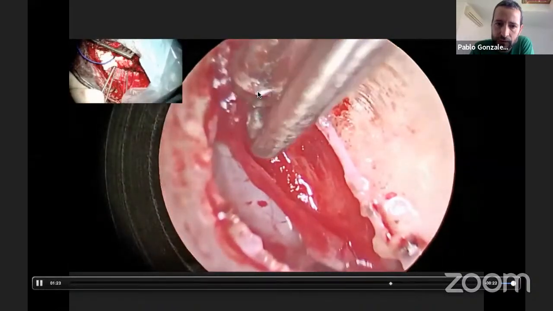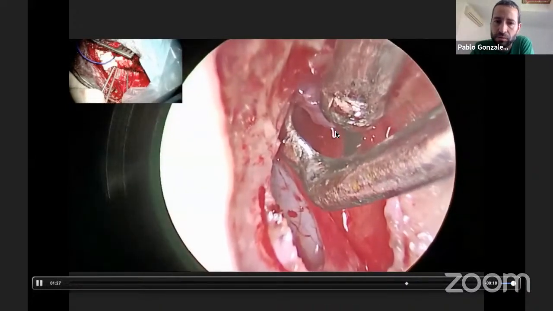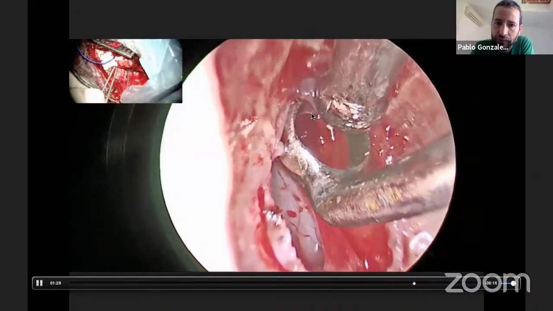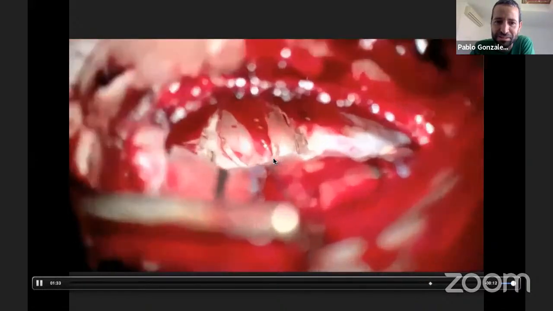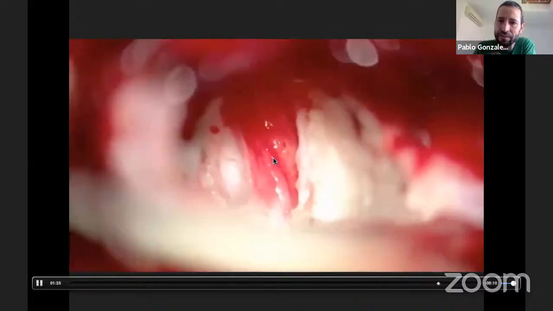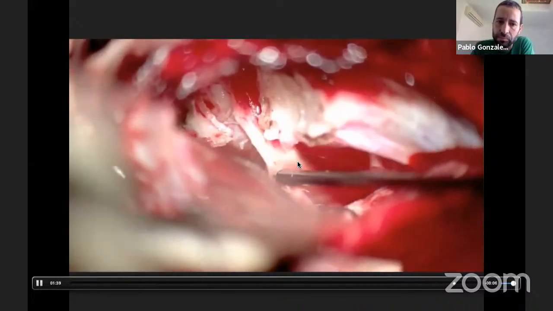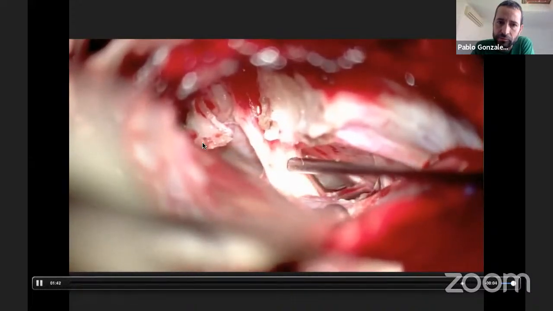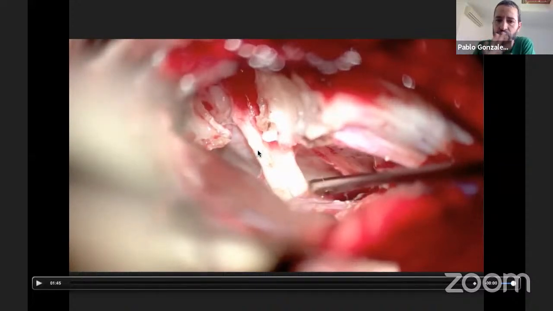We can see the bed of the tumor, but there was some tumor remaining in the fundus, which we couldn't see properly. With the help of the 45 degrees, and I took this from Imad also, he's the one who taught me that trick, you can see hidden corners with the 45 degrees endoscope. And this inferior vestibular nerve, we open the meatus, and finally, the hearing function was preserved.